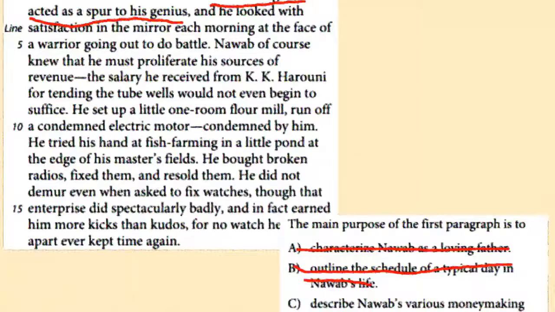Last but not least, D says contrast Nawab's and Haroni's lifestyle. Now this answer is tempting because if we've read the rest of the passage, the rest of the passage really does talk a lot about the differences between Nawab and Haroni. The only problem with that is in the first paragraph we really haven't met Haroni very much. He's mentioned as the person who he gets his salary from, but that's pretty much it. So since this question specifically asks about only the first paragraph, this is not the correct answer for this one.